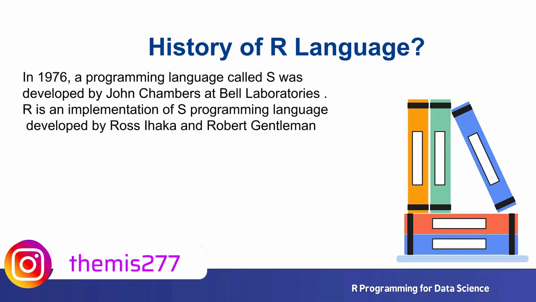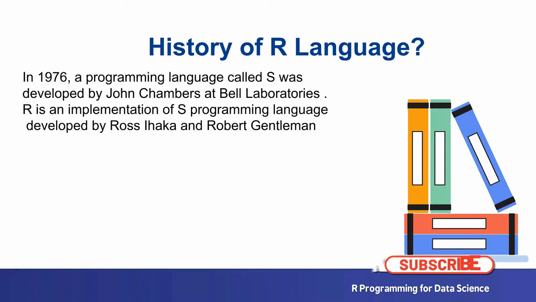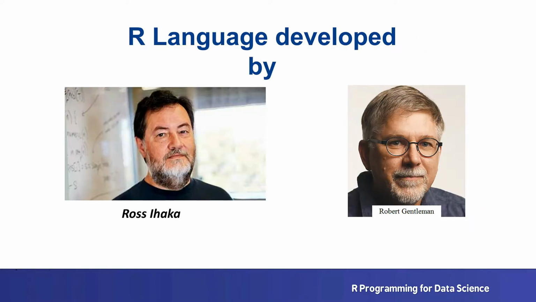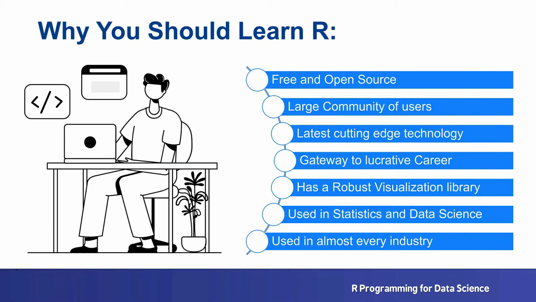Now, the history of R language. In 1976, there was a programming language called S, and it was actually developed by John Chambers at Bell Laboratories. And actually, R is one of the implementations of this S programming language. And the people who developed R language are Ross Ihaka and Robert Gentleman, and these are their pictures. You don't have to know all this information. I'm just giving it to you as a little bit of history about the R language.